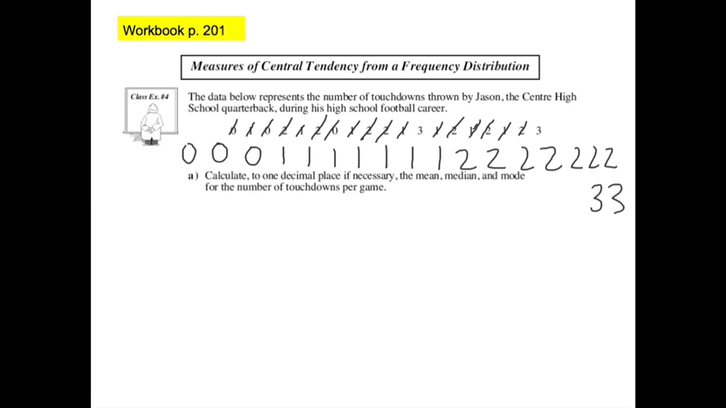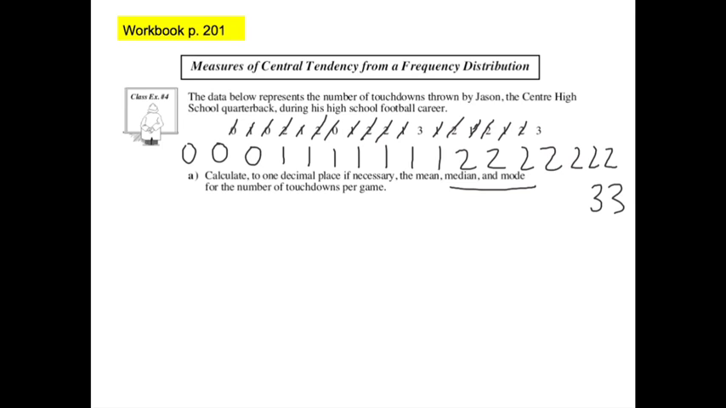For this example, we have to calculate the mean, the median, and the mode for the number of touchdowns per game. First off, of course, you should order these before you do anything, especially since we're dealing with the median and the mode. You don't necessarily have to put things in order for the mean, but if you are being asked for anything else, you probably want to put this in numerical order, because sometimes it's hard to see what will be the mode, and it'll definitely be difficult to see the median.